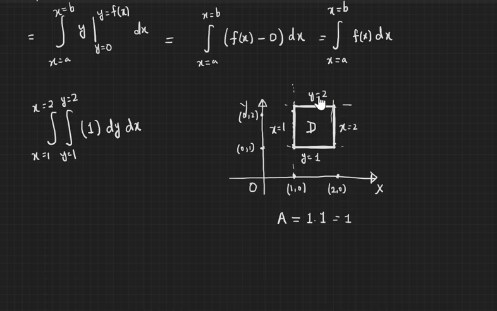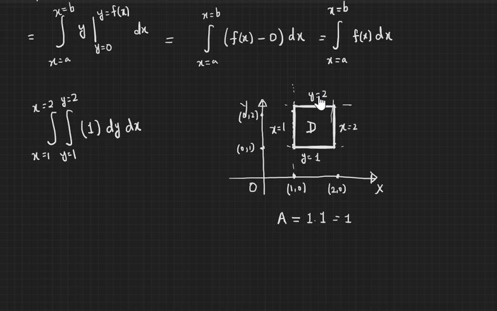I want to mention here that whenever you write these limits of integration, you always integrate in the x direction from left to right, and in the y direction from bottom to top. You cannot write integration from 2 to 1. You cannot do it from top to bottom. You always do it from bottom to top and then from left to right. So I've written y equals 1 to y equals 2 and x equals 1 to x equals 2.